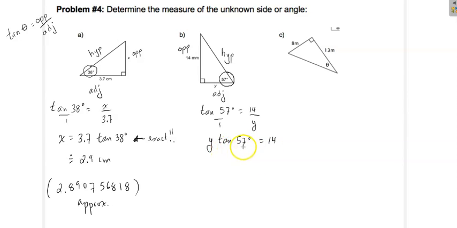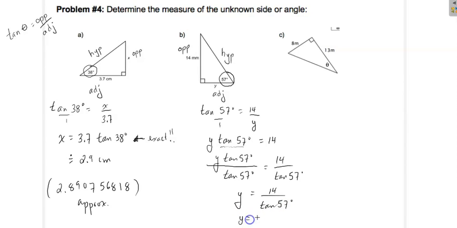Now this tangent of 57, this is just a number. So we could divide both sides by tangent of 57 degrees to get y is equal to 14 over the tangent of 57. And when you put that in on your calculator, you will get 9.1 millimeters. Again, just type in on your calculator 14 divided by tan 57 and press equals.